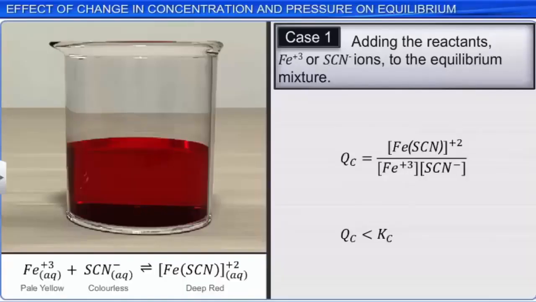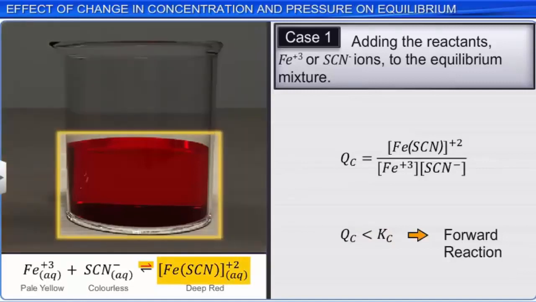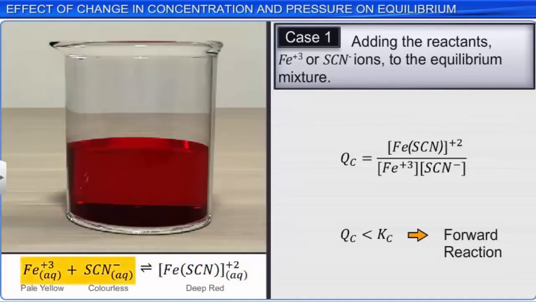You have already studied that when Qc is less than Kc, the reaction proceeds in the direction of formation of products. That means the reaction proceeds towards the formation of FeSCN2+ ions. This is the reason why the solution becomes dark on the addition of more Fe3+ or SCN- ions. Hence, in general, we can say that increasing the concentration of any one of the reactants always favors the forward reaction.